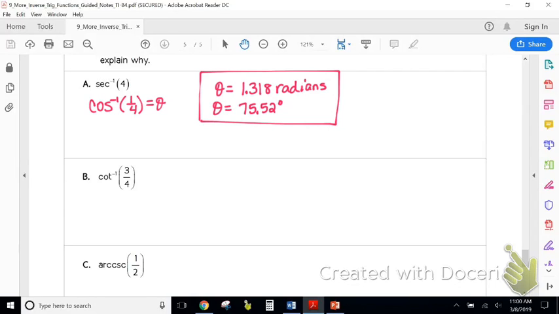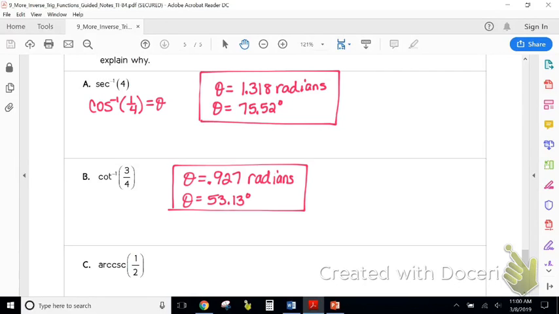All right, so y'all try B. All right, so for B, we got our theta was 0.927 radians and 53.13 degrees. Let's do C. Undefined. Why?